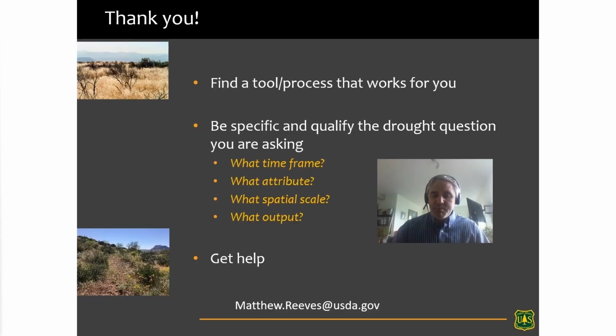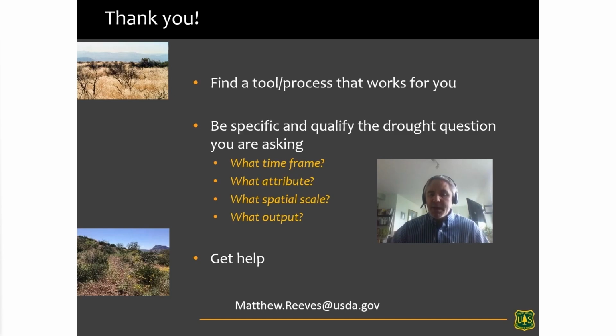Well, I'd like to thank you all for spending some time with me today, and I remind you that you should find a tool or a process that works for you so that you don't have to spend a lot of hours visiting dozens of sites. Pick a few tools that work for you. Maybe it's something as simple as rainfall, and that helps you communicate your message, which, by the way, communication is one of the most important aspects of drought, in my opinion. Accurately and effectively communicating the impacts of drought is the number one thing that we need to be doing. So find one that works for you and stick with it.